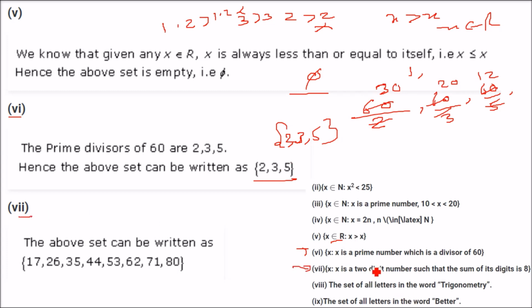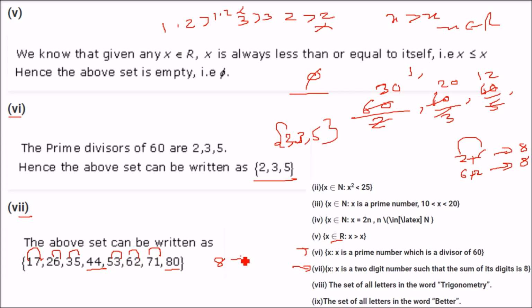Next is X such that X is a 2-digit number such that the sum of digits is 8. So you take any number, say 2 and 6, it adds up to 8, and 6 and 2 also adds up to 8, like 2 plus 6 and 6 plus 2. So what we have done: 1 and 7 and 7 and 1, 2 and 6 and 6 and 2, 3 and 5 and 5 and 3, and of course 4 and 4 adds up.